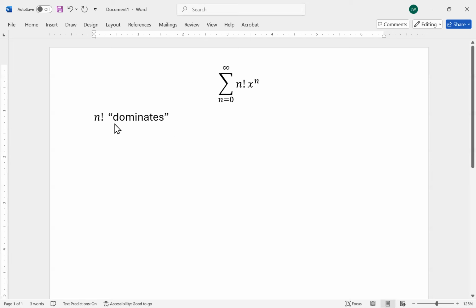Now, I'm using the language of dominates in a very loose way. Hopefully that's not too confusing. A lot of actual mathematicians might not use that language. But I like that language because it shows me what to pay attention to. So the n factorial is the big kind of growth here.